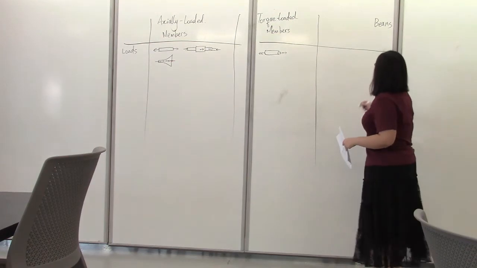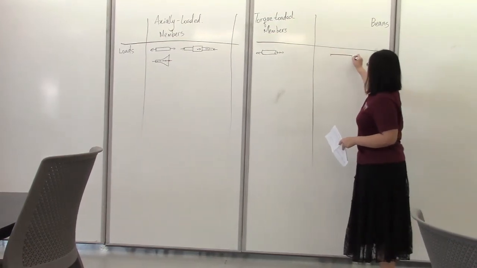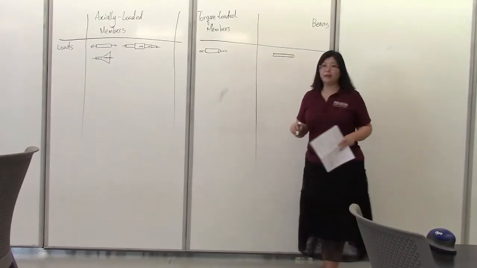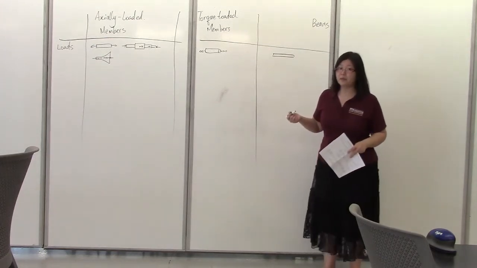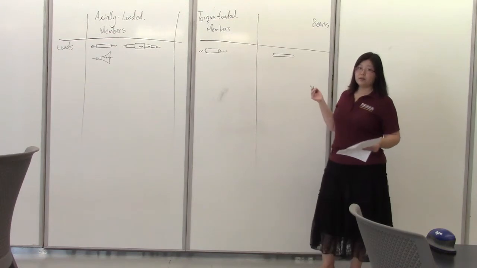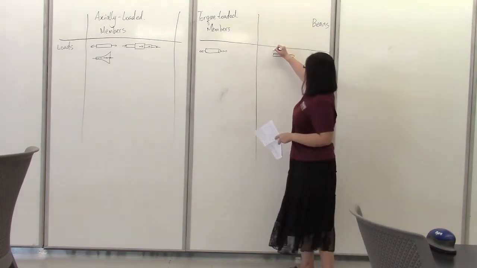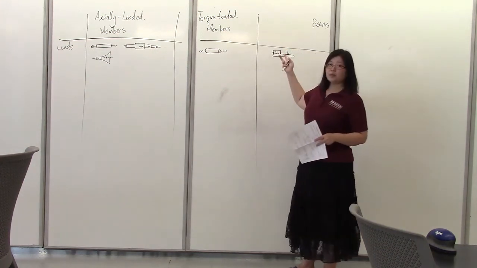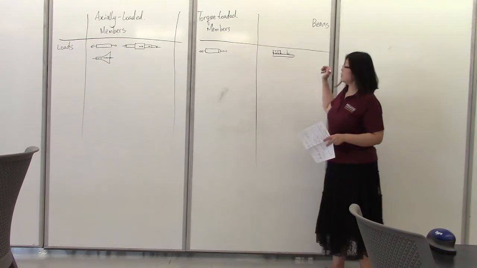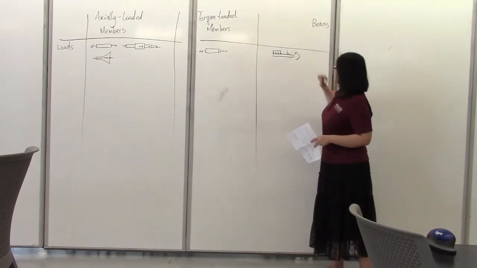So that's torque-loaded members. Now for beams, the loads are applied in the direction that is perpendicular to the longitudinal axis of the member. Beams are long and slender members. So we could have forces applied, could be either distributed or concentrated, but those are perpendicular to the longitudinal axis. We could also have bending moments applied.